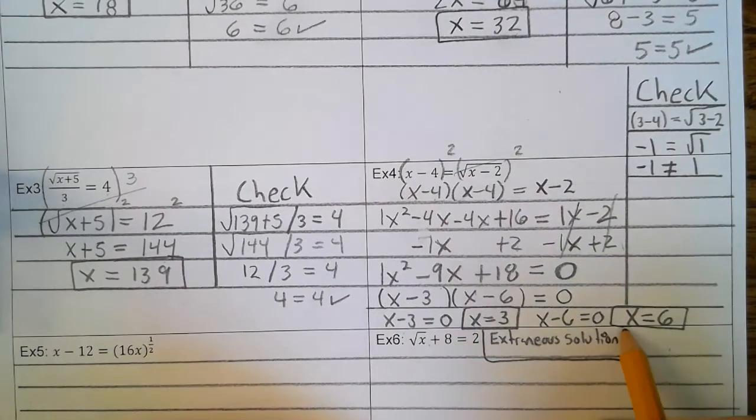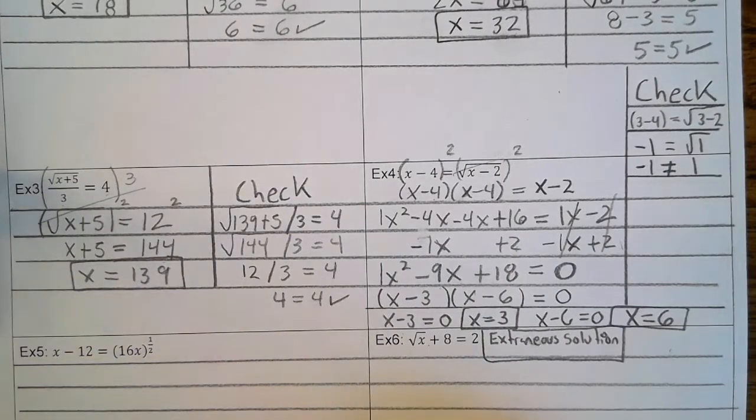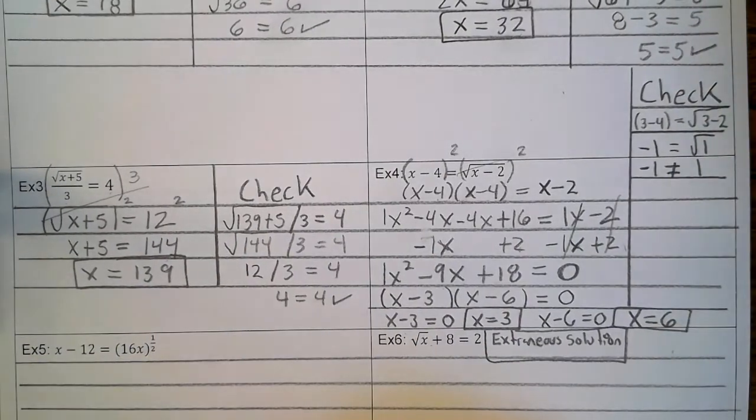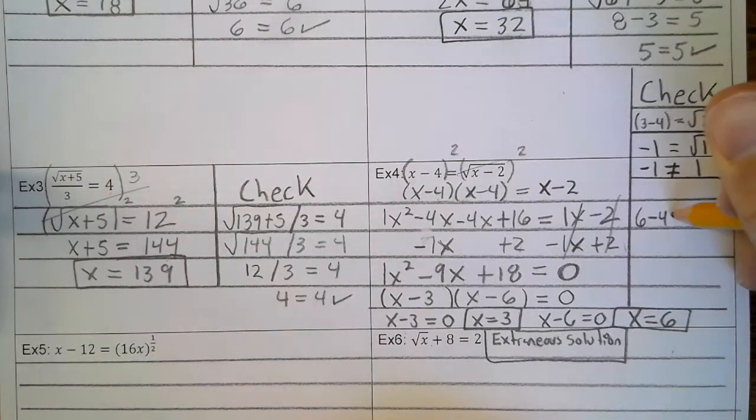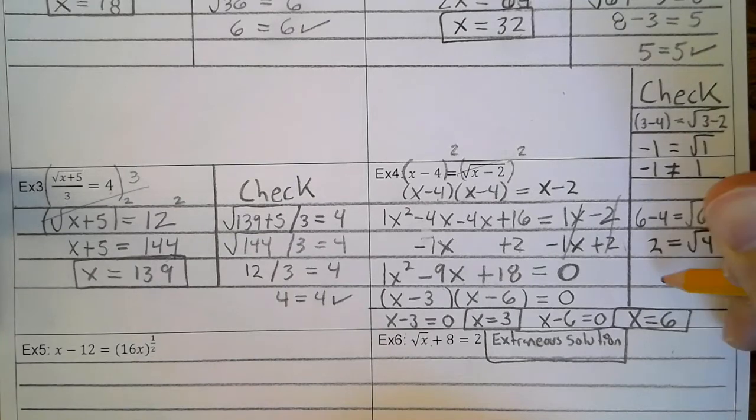All right, so now let's check the next one. So then that's 6 minus 4 equals the square root of 6 minus 2. 6 minus 4 is 2. 6 minus 2 is 4. Square root of 4 is 2. So 2 equals 2. So x equals 6 is a solution.